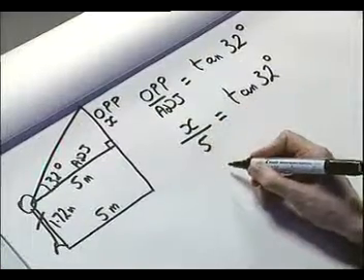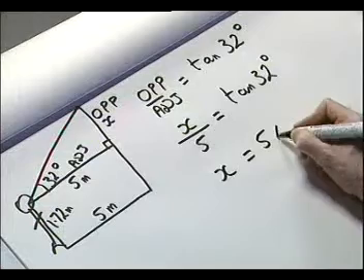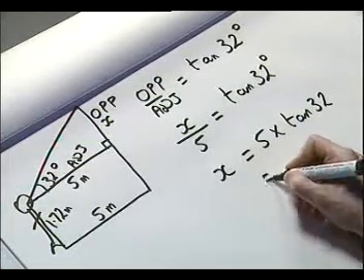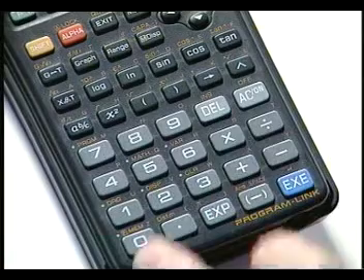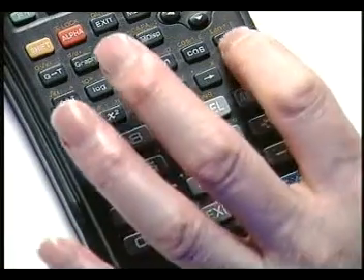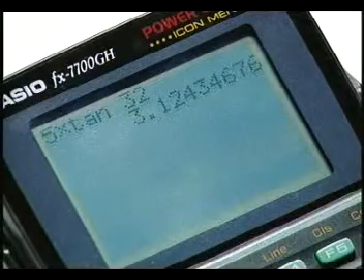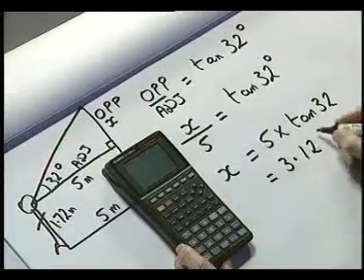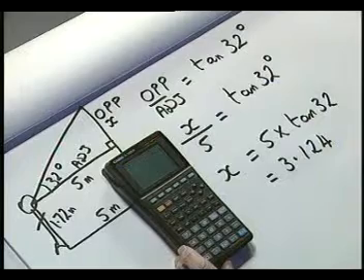To find x, we multiply both sides by 5, so x is 5 times tan 32. And now this is where we need our calculator. 5 times tan 32 equals, and the answer we've got there is 3.124, and then some more decimal places after it.